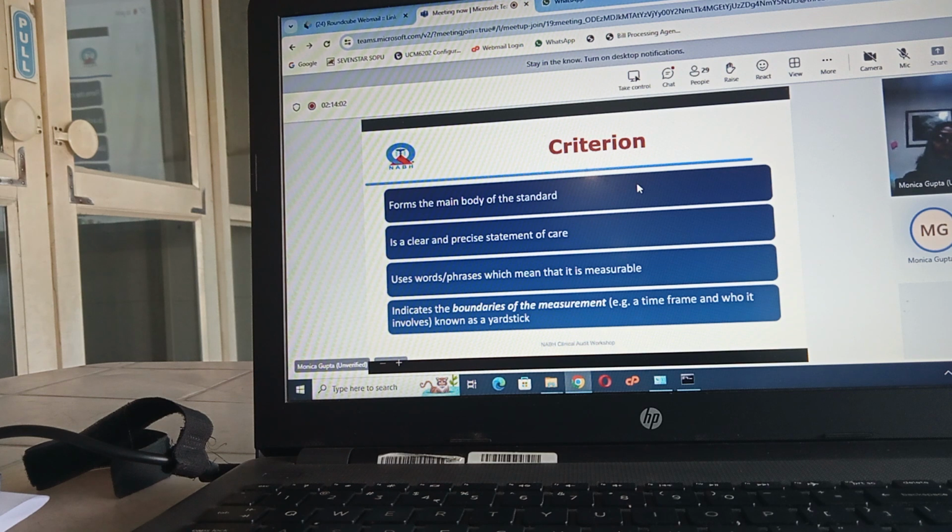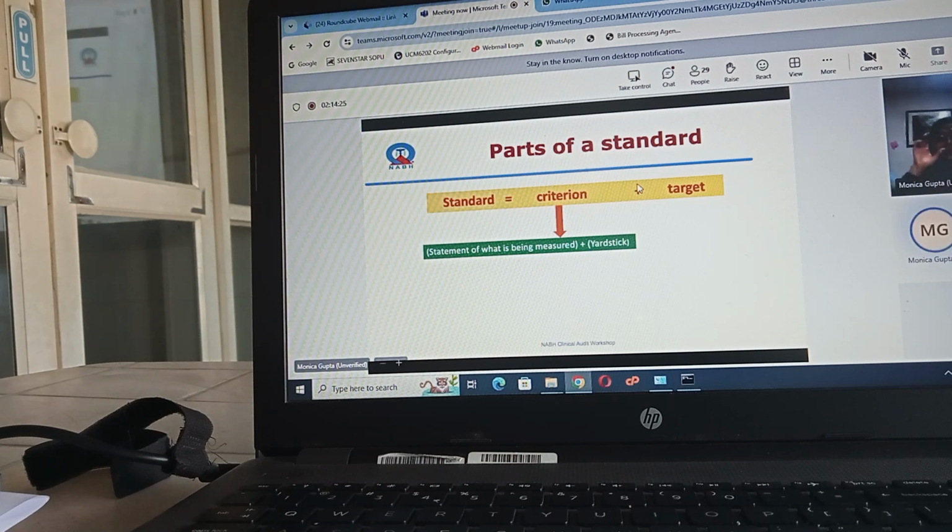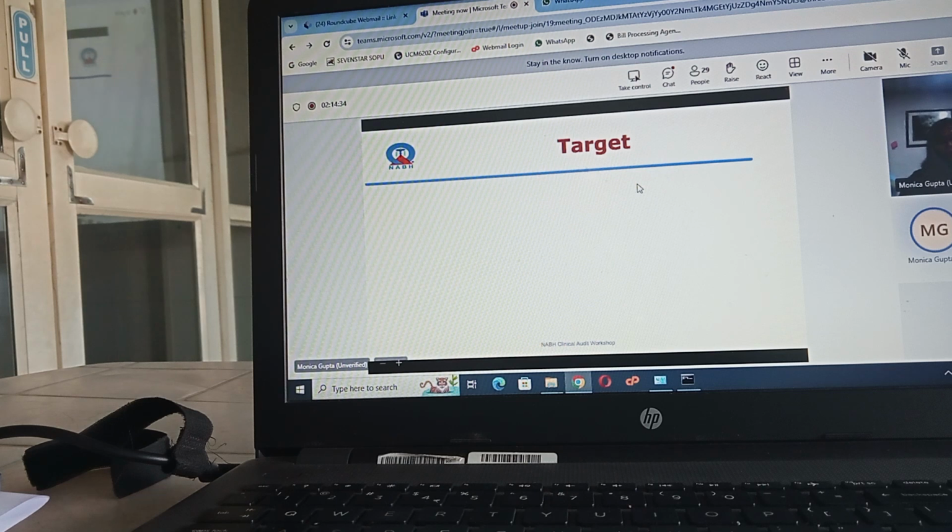This is also known as a yardstick. The boundary is known as the yardstick. Okay? So, criterion is the main body of the standard. It has to be clear and precise. There are words and phrases which are used which mean that it is measurable, and it essentially indicates the boundaries of measurement, right? And which are known as yardstick. So criterion is a statement of what is being measured plus a yardstick. And yardstick provides the measurement boundary.